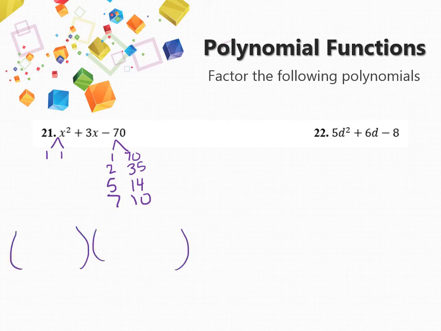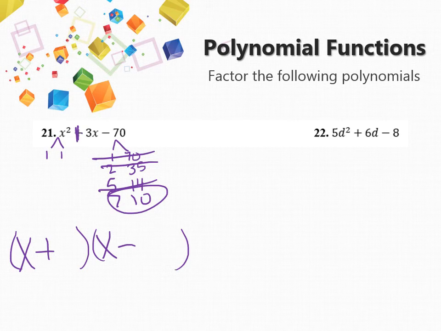So show me those factors. The first terms have to be x and x. My signs, I gotta play the sign game. One's positive, one's negative. Now, which of those factors can get me to 3? Not those ones, not these ones, not those ones. I'm left with a 7, 10. Now, if my middle term is a positive 3, I want my bigger number to be positive and my smaller number to be negative.